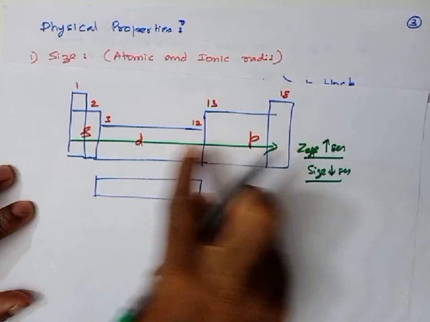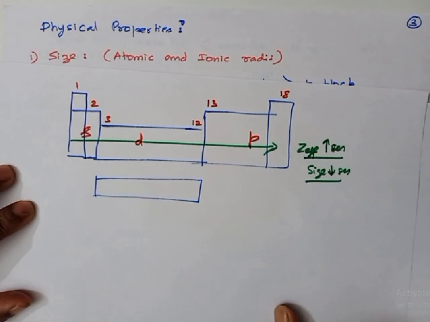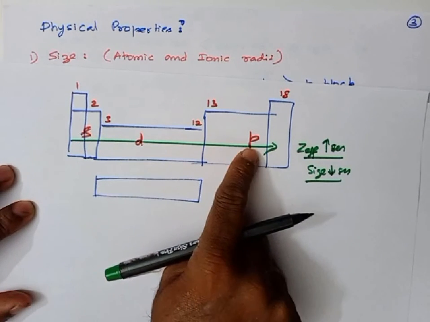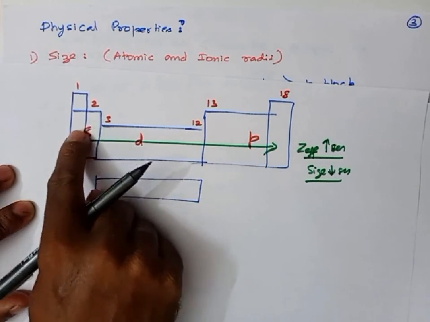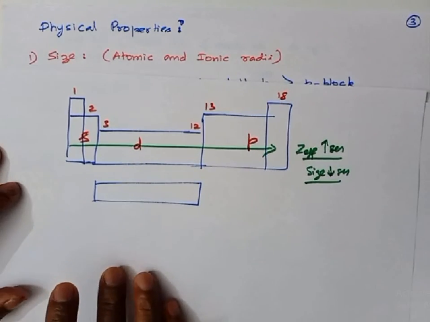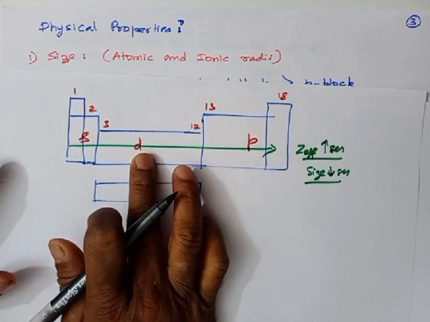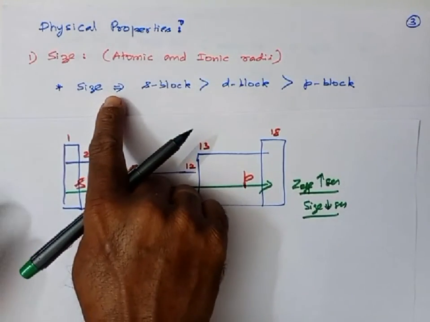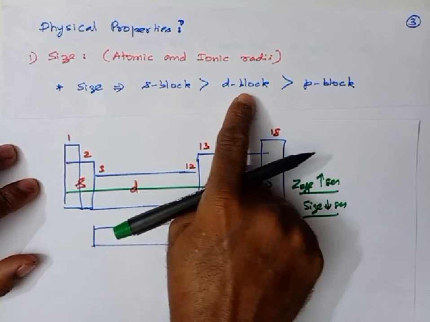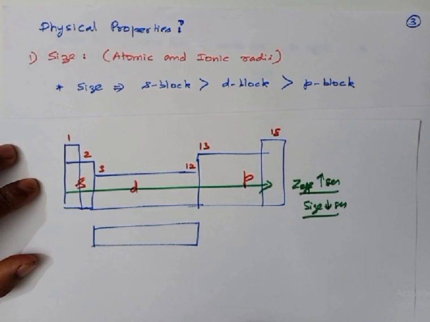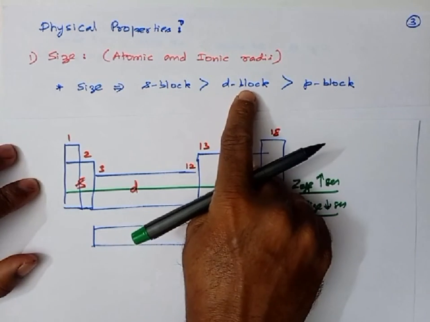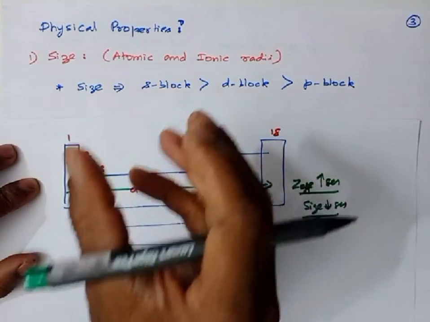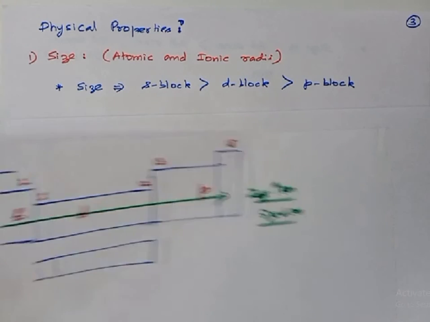From left to right, size decreases. If you compare the size of S block, D block and P block elements, S block elements are larger in size compared to D. D block elements are a little larger in size compared to P. So this is the size order of S block, D block and P block elements. The size of D block elements is in between S and P. Actually, S block elements are larger in size. Clear?